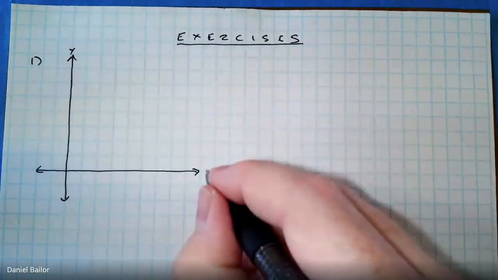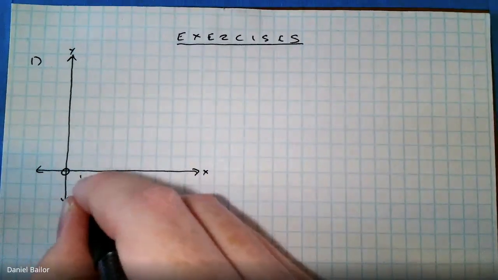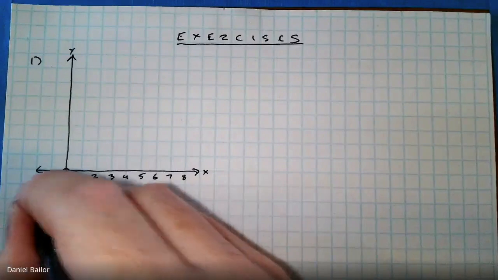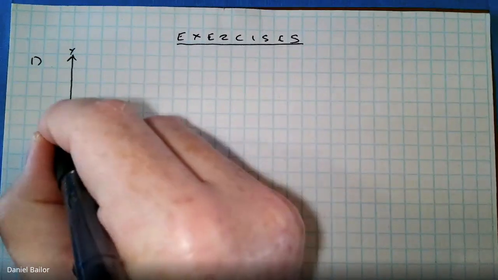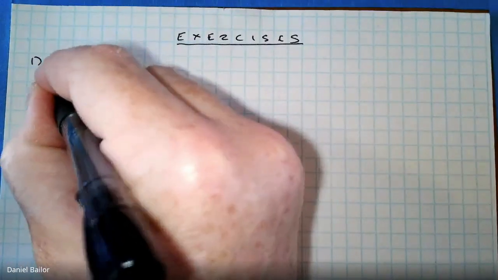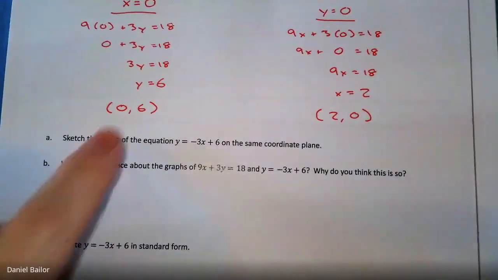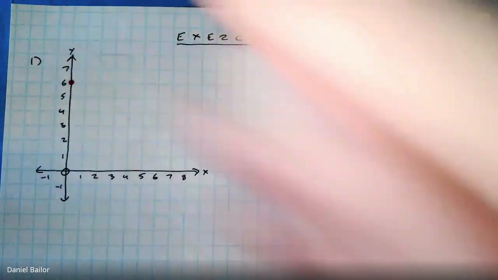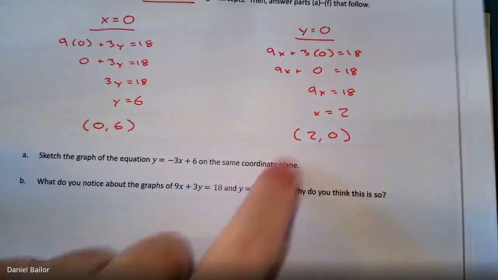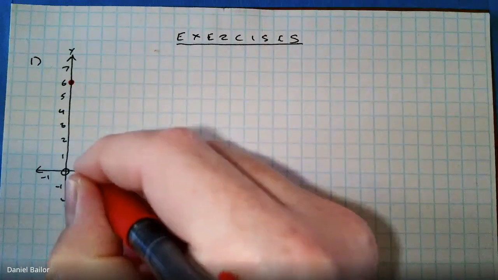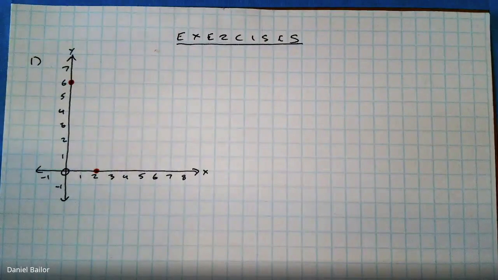Here's my y-axis. Here's my x-axis. There's the origin (0, 0). Let me label my intervals. Might have gone a little bit too far on the x-axis, but that doesn't hurt anything. There we go. Okay, so now let me graph my coordinates. I have (0, 6). So 0 on the x, 6 on the y, which is right here. And I have (2, 0), 2 on the x and 0 on the y, right there. Those are my intercepts.